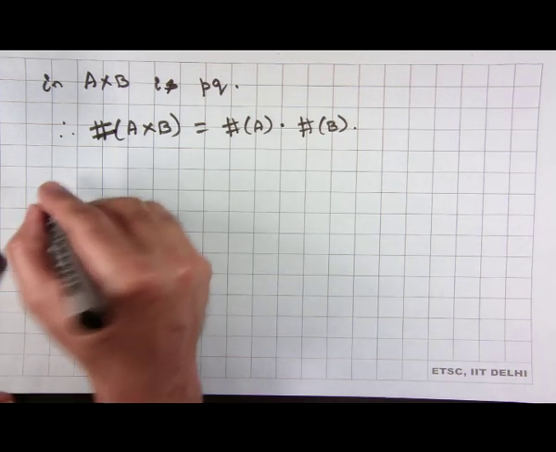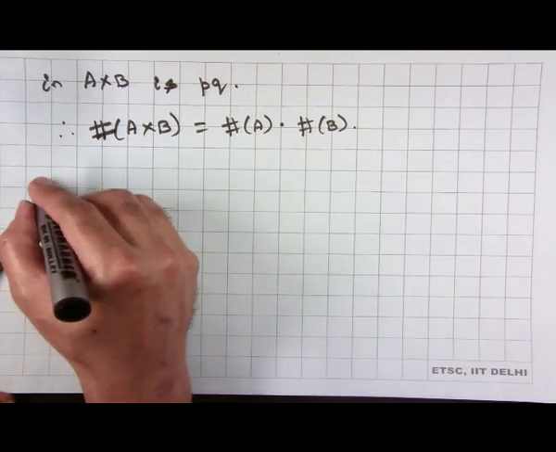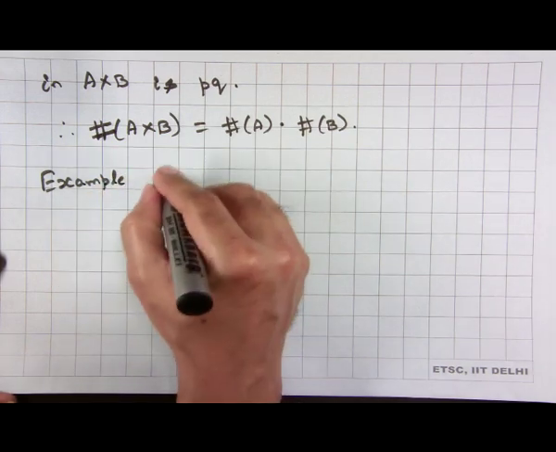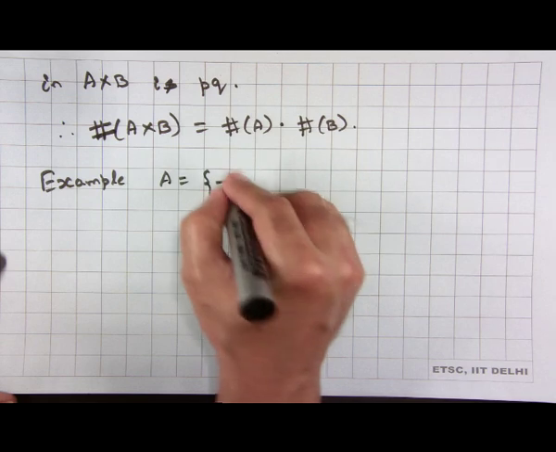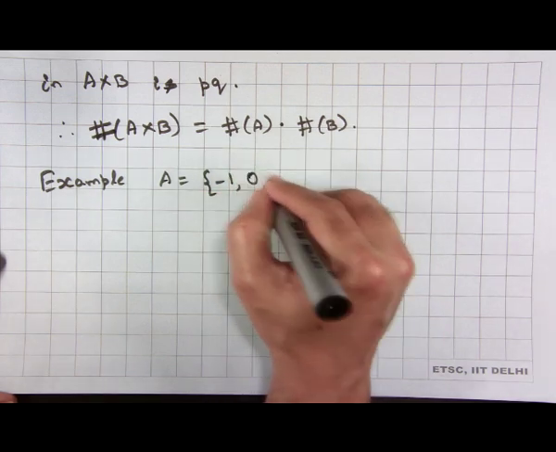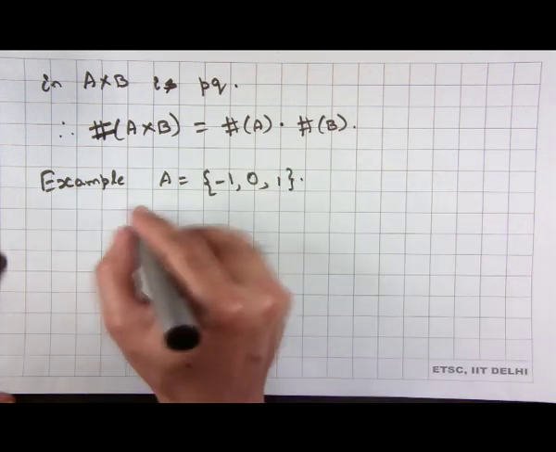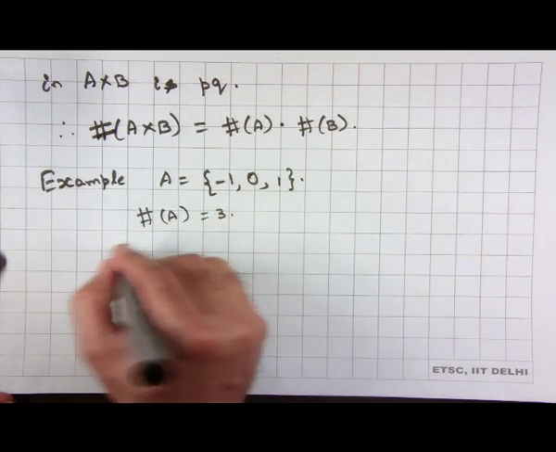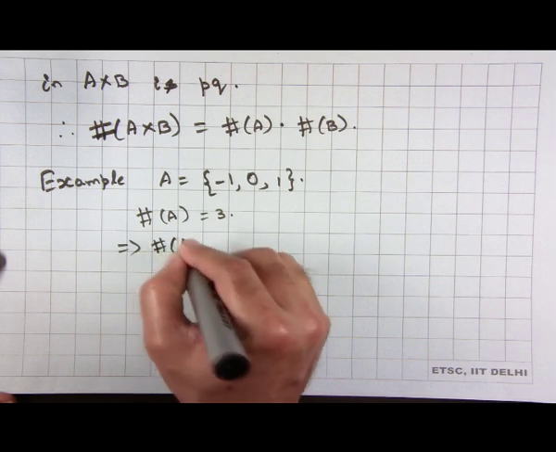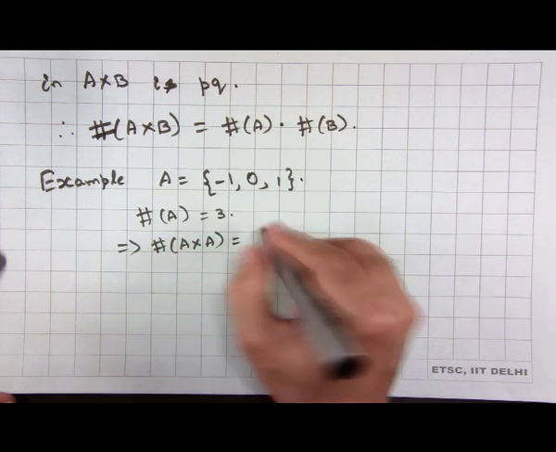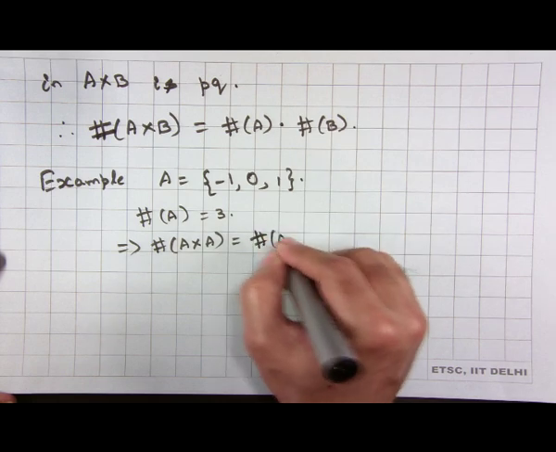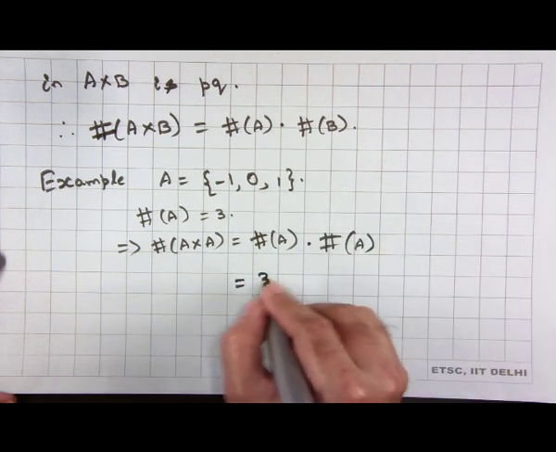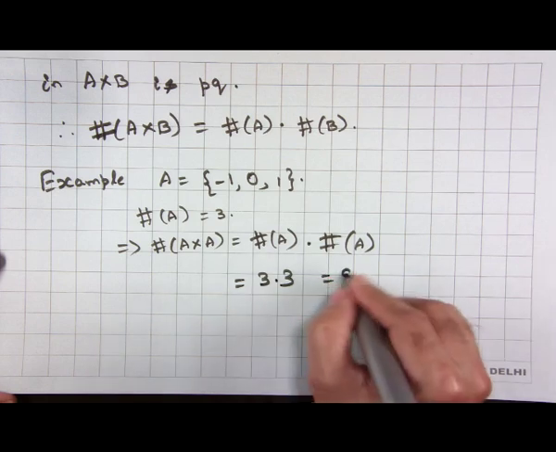So, let us look at the last example. Let us look at the previous example once again. The set A, what we found, has got minus 1, 0 and 1. So, the number of elements of A is 3, that implies that the number of elements of A cross A is going to be the number of elements of A times the number of elements of A, which is 3 times 3, which is 9.